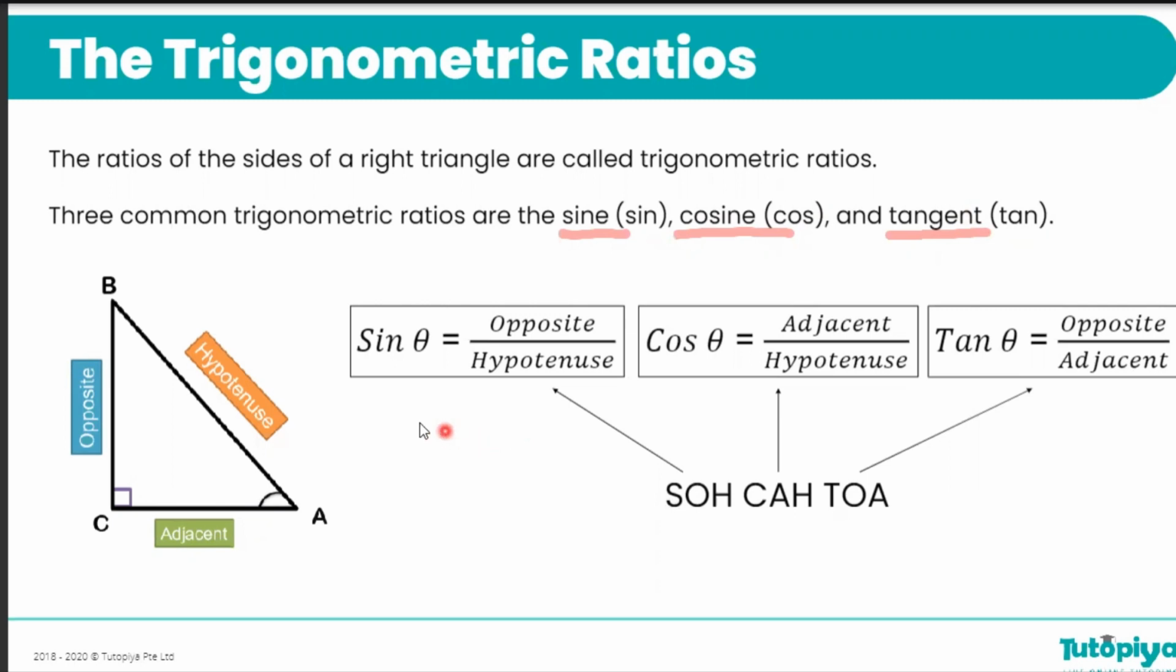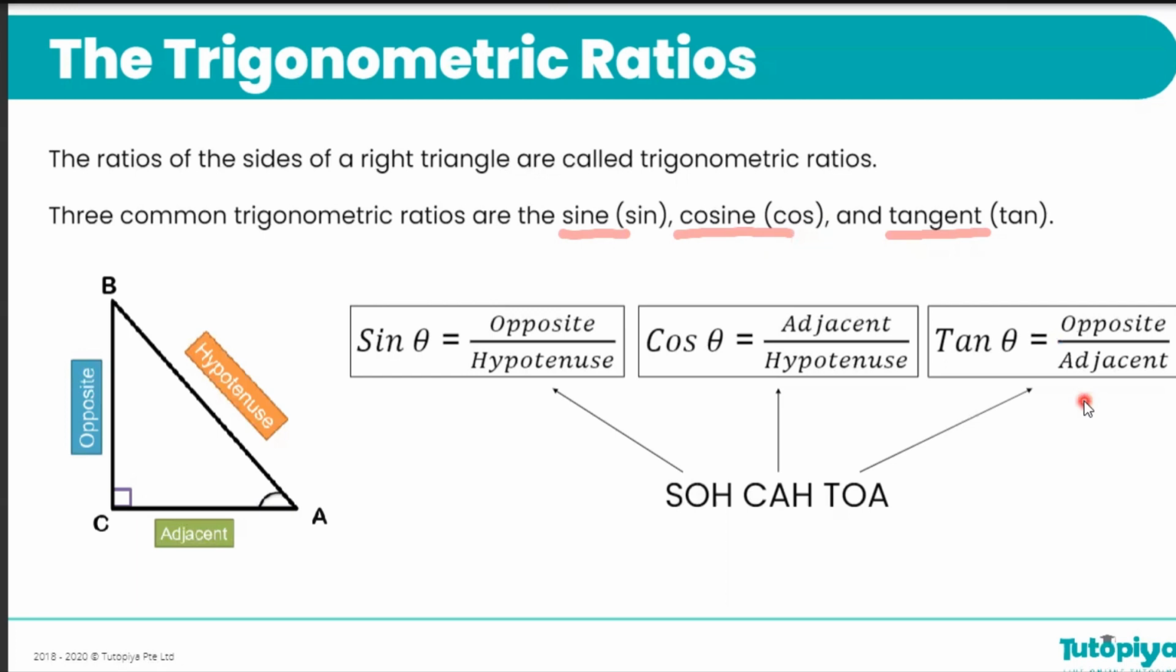To work out what sine is, we take the length of the opposite side and divide that by the hypotenuse. So sine theta would be the length of the opposite divided by the hypotenuse. Cos theta, on the other hand, would be the length of the adjacent side divided by the hypotenuse. And finally, tan theta would be the length of the opposite side divided by the adjacent side.